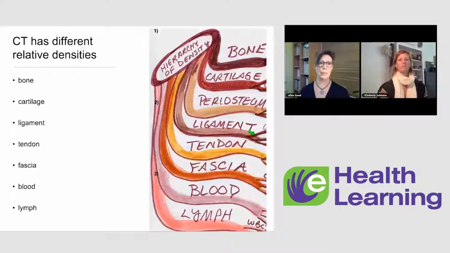Fascia has more elastin relative to tendon. Tendon has more elastin relative to ligament. So even within our own body, we have a hierarchy of density. And then across a variety of individuals, we have a much broader individual identity in terms of how much elastin versus how much collagen we have in each individual.